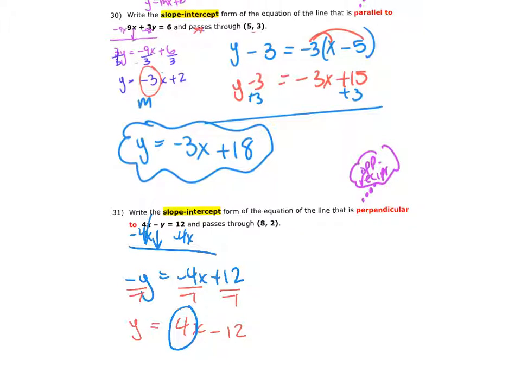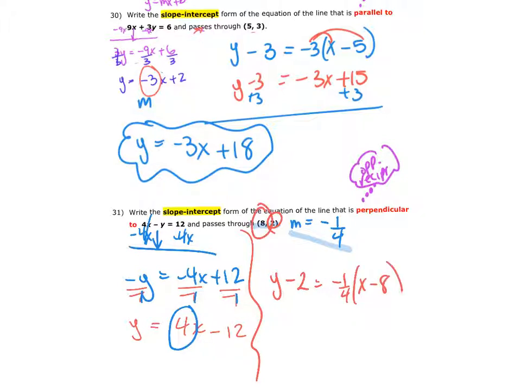What is the slope of the new line? Negative. What's the reciprocal of 4 over 1? 1 over 4. All that work was just to get the slope of my new line. But now I have the point and I have the slope. So point and slope. Using the point slope formula, y minus y1 is equal to m times x minus x1.